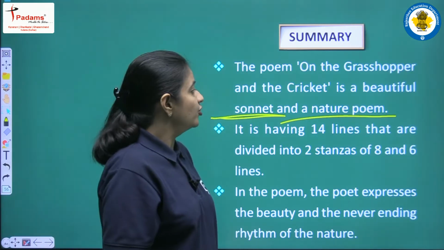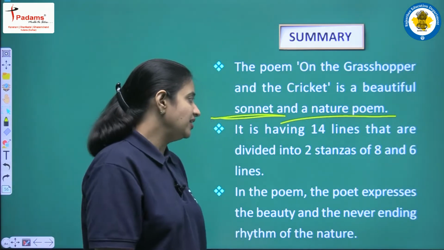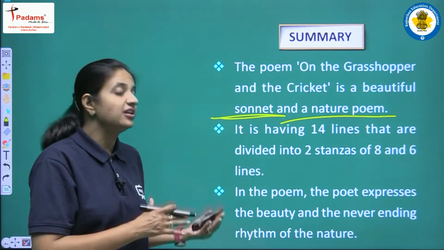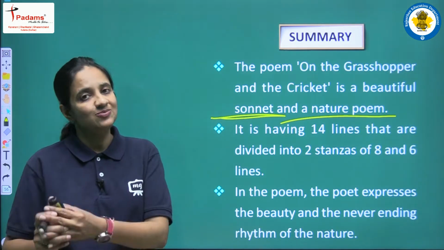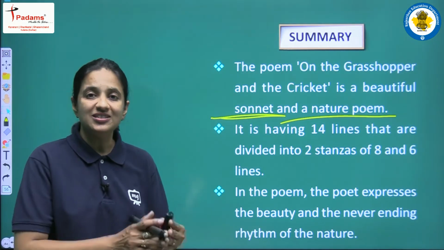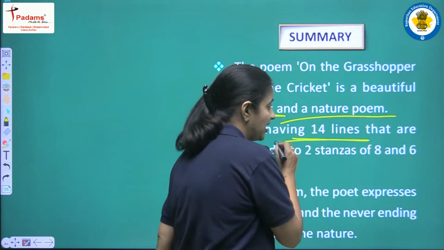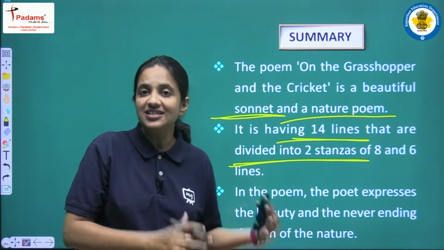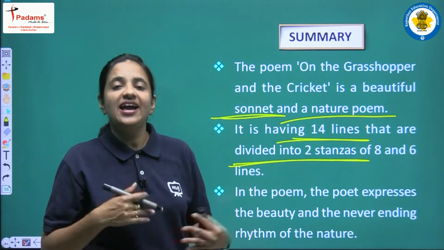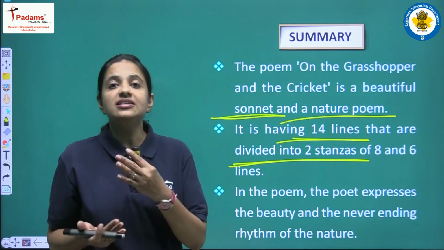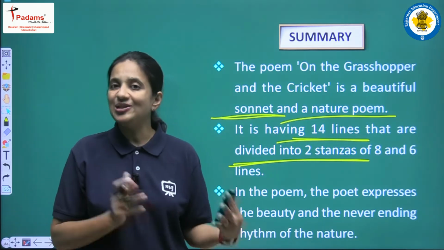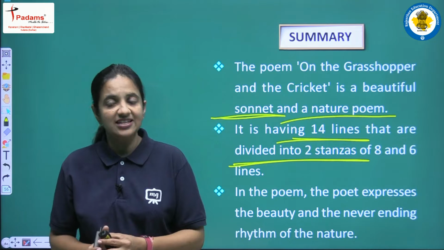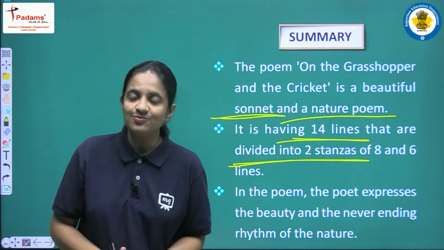It has 14 lines that are divided into 2 stanzas of 8 and 6 lines. So this poem is a sonnet. Why? Because this poem has a total of 14 lines divided into 2 stanzas. In the very first stanza we have 8 lines, and in the second stanza we have 6 lines. You know, a poem of these 14 lines is known as a sonnet.